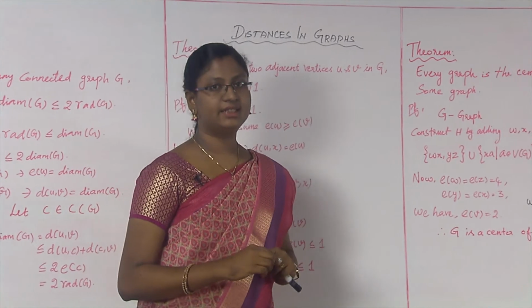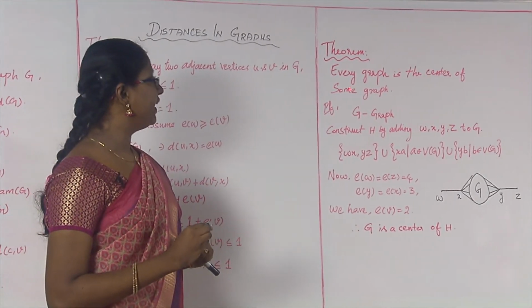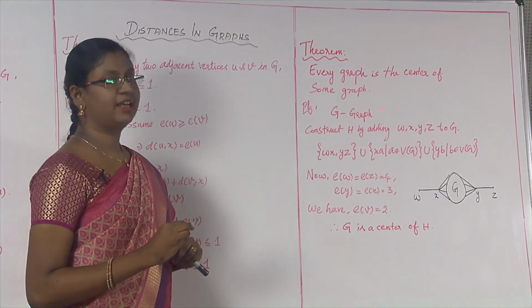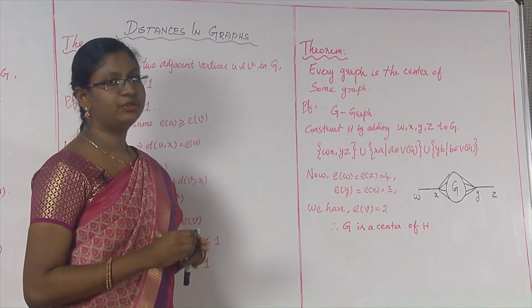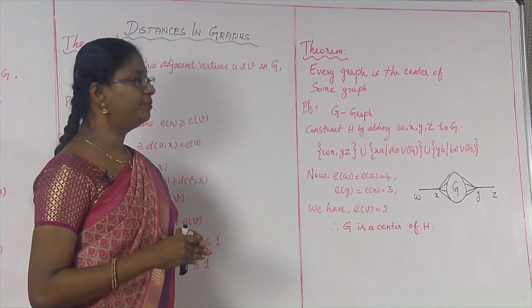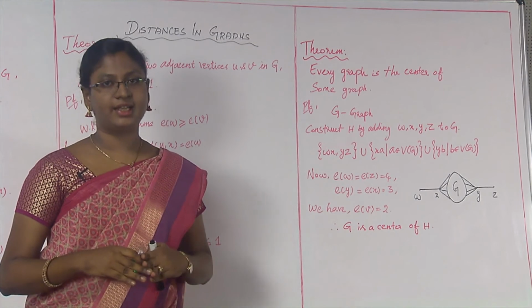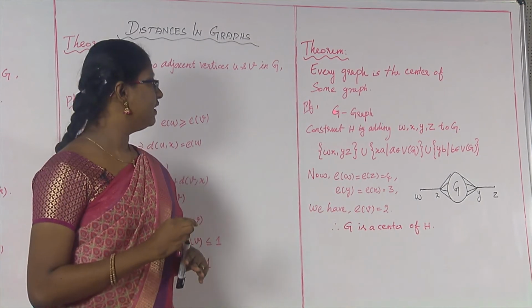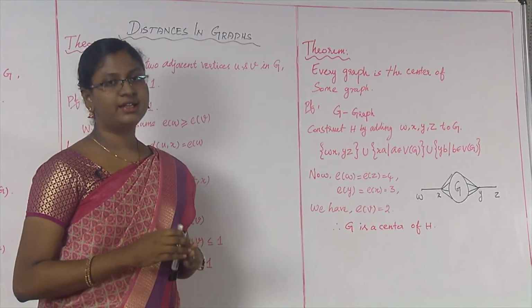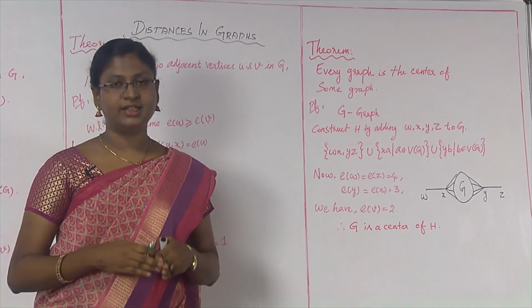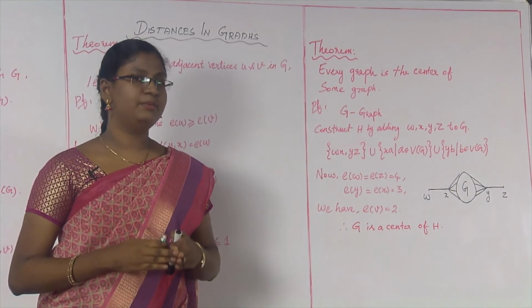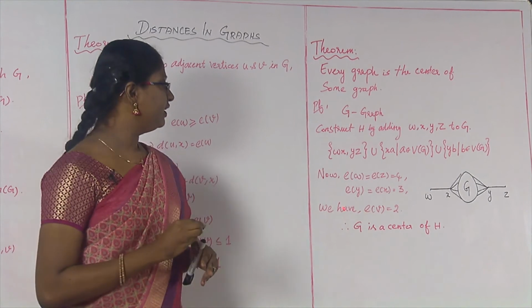So, let us see another theorem. That theorem tells every graph is the center of some graph, that is every graph is isomorphic to the center of some graph. So, we are going to prove this. For this, we are going to consider a graph first. So, let G be a graph, and we are going to construct another graph H, so that the graph that we consider will be the center of that graph.